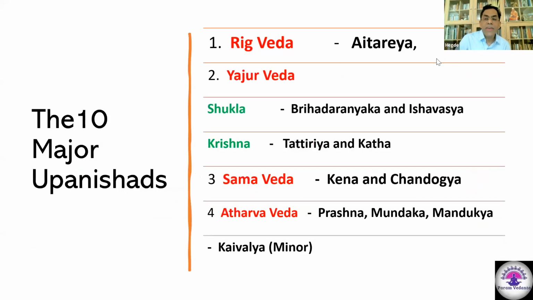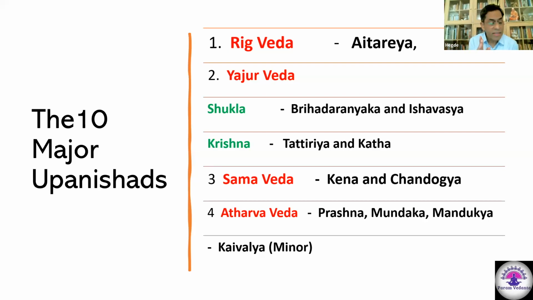As this classification is so important, I will revise with you. The Upanishad that comes from the Rig Veda is Aitareya Upanishad. In the Yajur Veda, we have two schools. Shukla, the white school, has Brihadaranyaka and Ishavasya. From the Krishna Yajur Veda, the Upanishads that we are currently studying are Kathopanishad and the Taittiriya Upanishad.